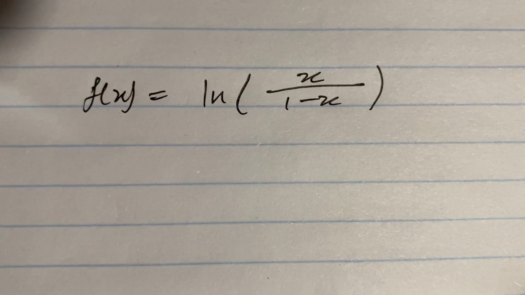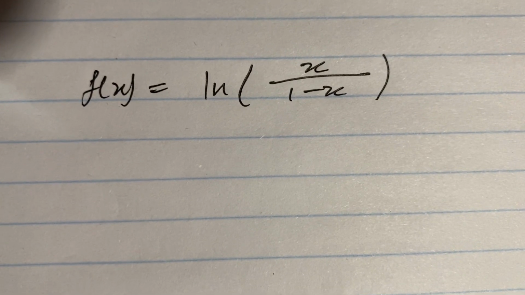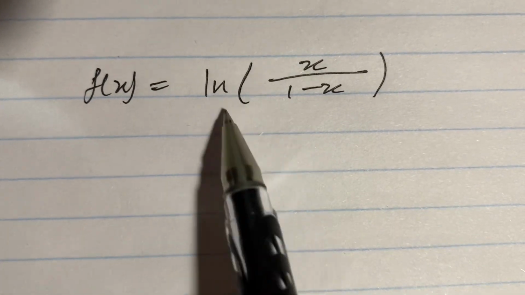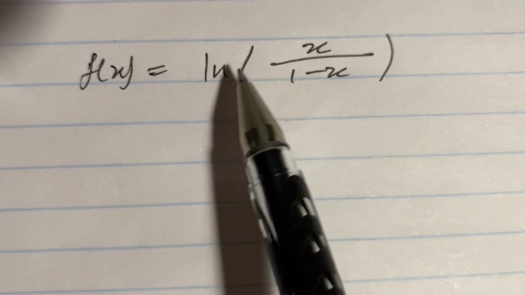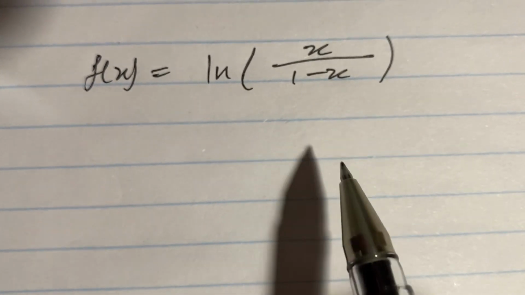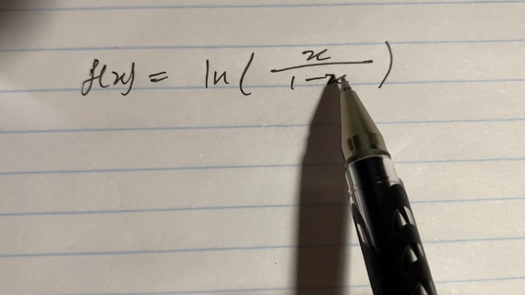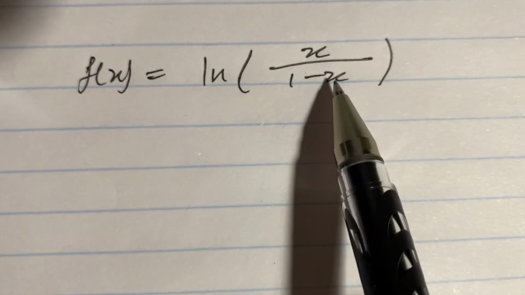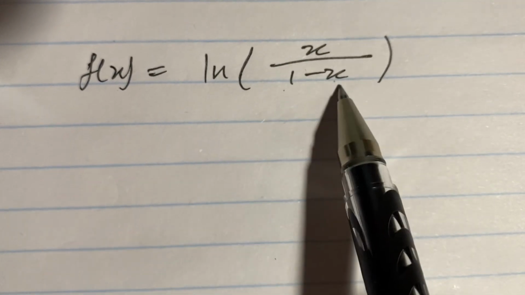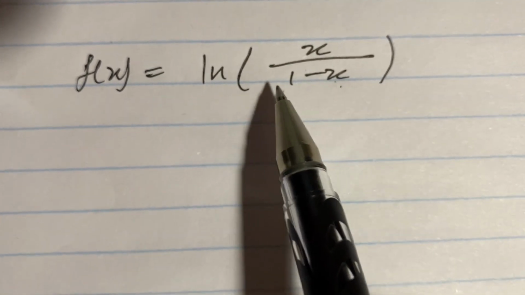So you meet something like this now, and they say find the domain. To find the domain, you want to find the values of x where this graph actually exists. From looking at this, we know that x cannot be equal to 1 because 1 minus 1 is 0, so we cannot have a denominator of 0.